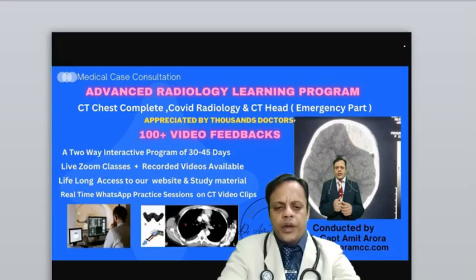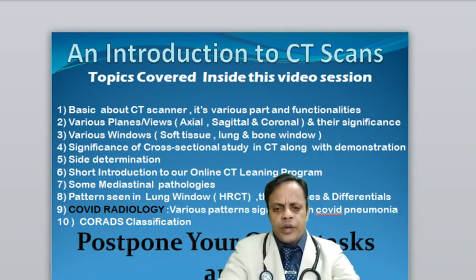Friends, in today's session, we will discuss some important things and a general approach to CT. This will be very useful for those who are beginners in CT, and we will be covering some important points in a sequence. First, the basics about the CT scanner: what are its parts, the gantry, the patient couch, and its functionalities also, obviously. Number two, we are going to cover various planes, like the axial plane, sagittal plane, or coronal plane.